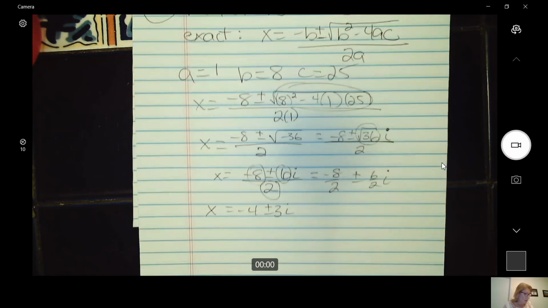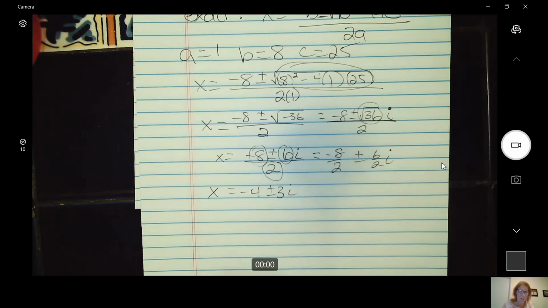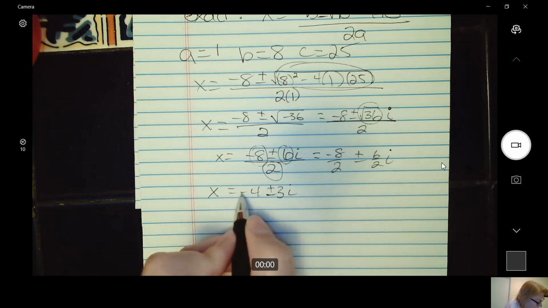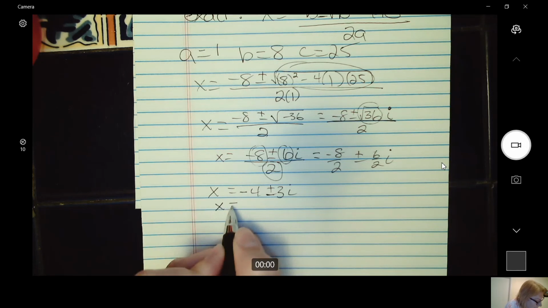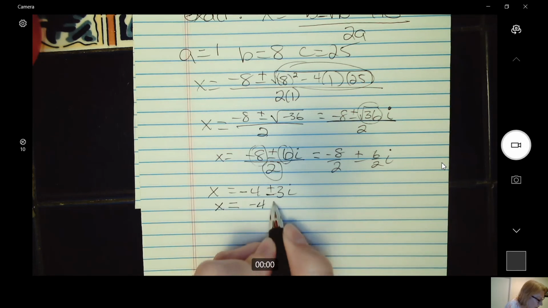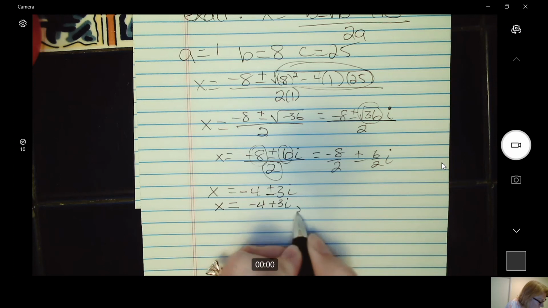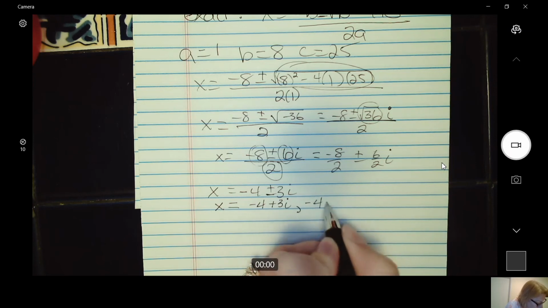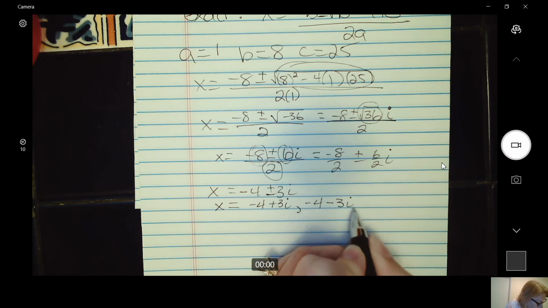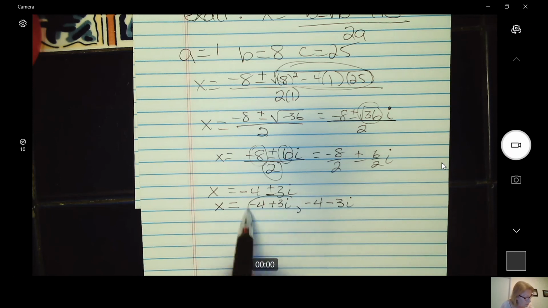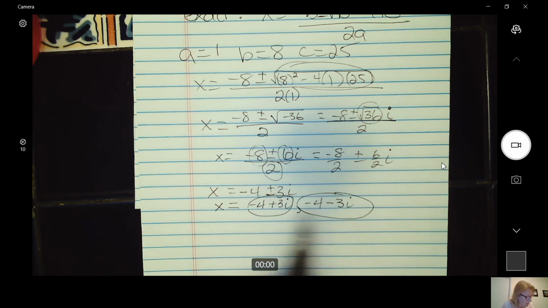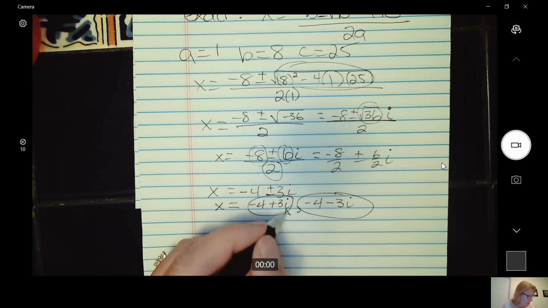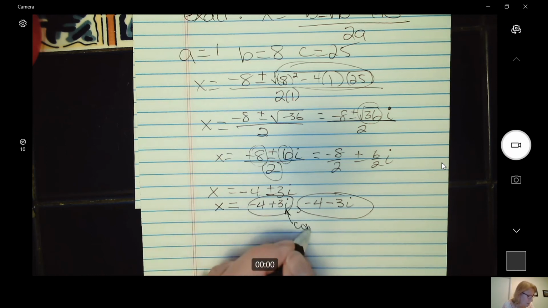So all quadratics, well, most, I shouldn't say all, have 2 separate solutions. And so if I was going to write it like they want it in my math lab, they usually want you to write them as 2 separate solutions. So one is with the plus, and the other one is with subtracting your imaginary term. So these are my 2 solutions to this equation: negative 4 plus 3i, negative 4 minus 3i. And because of that imaginary part, that means they are complex, non-real solutions.